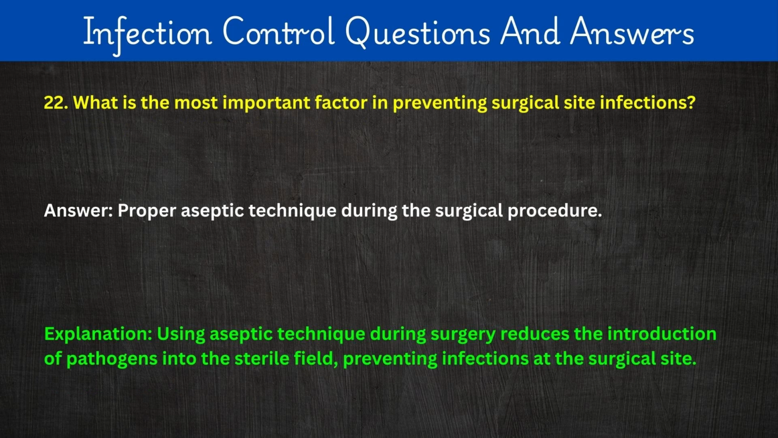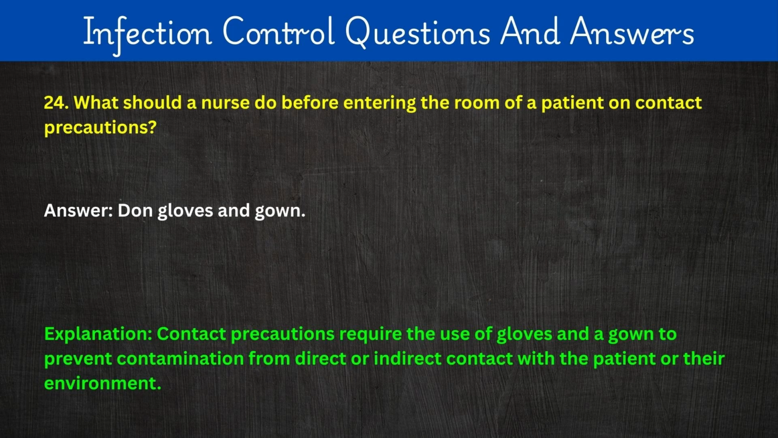site. 23. A nurse notices that a patient's wound dressing is wet and contains drainage. What should be done next? Answer. Change the wound dressing and wear gloves. Explanation. Changing the wound dressing ensures that the wound is properly managed and that the nurse is protected from potential contamination by wearing gloves.